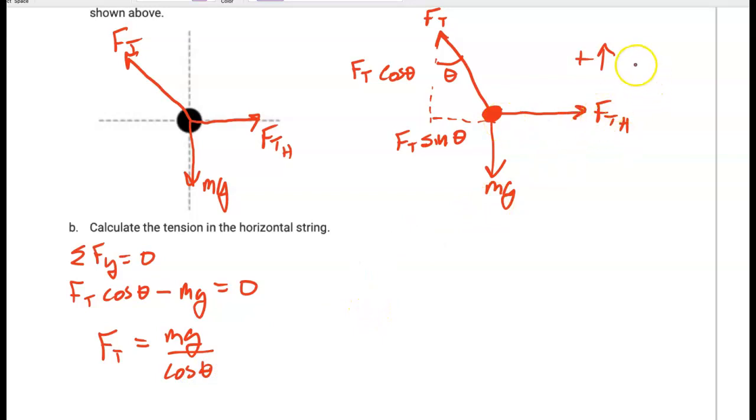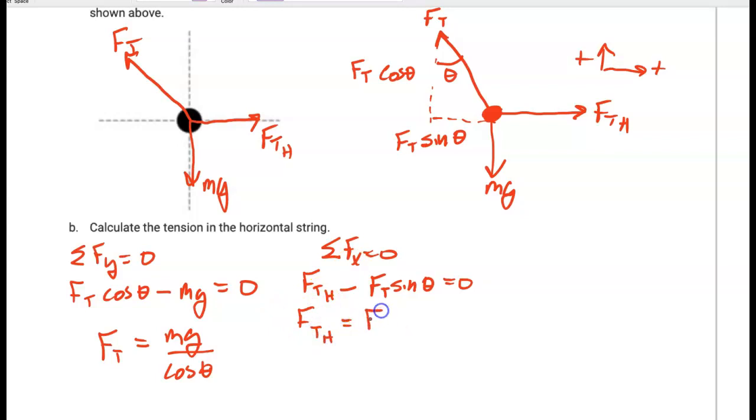Now we're going to do the same thing, and to the right, we're going to call that positive. So this is the sum of the forces in the x direction is equal to 0, and I know that I'm going to do the force of tension in the horizontal minus the force of tension times the sine of the angle is equal to 0, because notice this is to the left, this is to the right. So now I have the force of tension horizontal is equal to the force of tension, that's this one, times the sine of the angle.